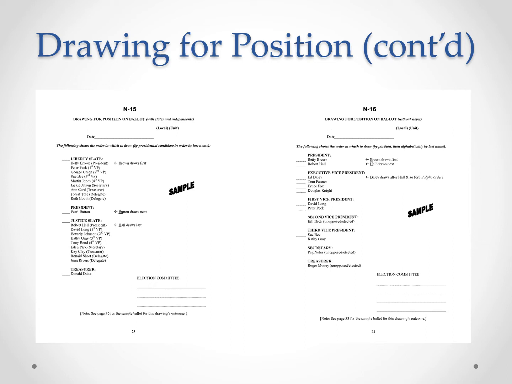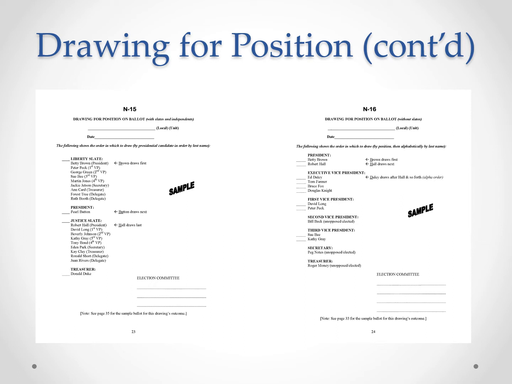So once you've determined the number of pieces of paper you need and the order in which the drawing will take place, you will instruct each candidate or representative of each slate or proxy to draw one of the numbered pieces of paper from the container in the proper order. If a candidate or slate is not present, or if you are conducting your drawing via Zoom or another electronic online means, an election committee member will draw on behalf of the candidate when it is that candidate's turn.